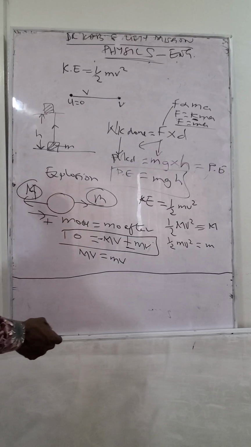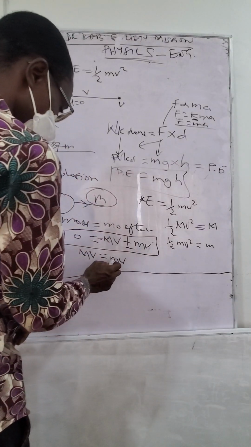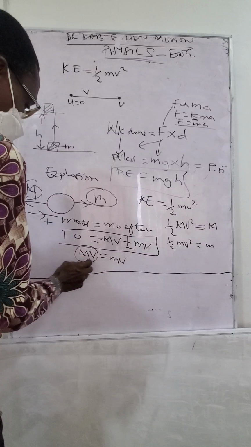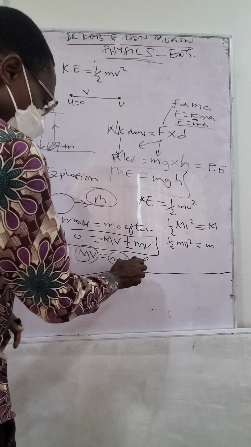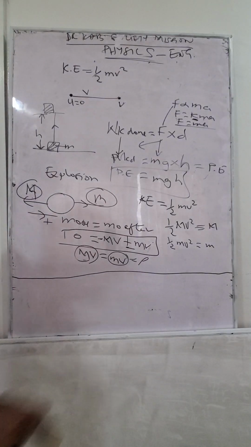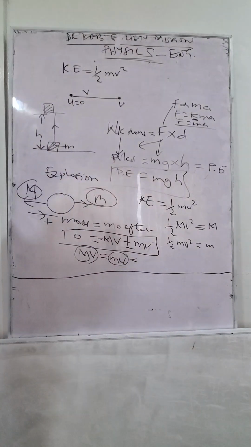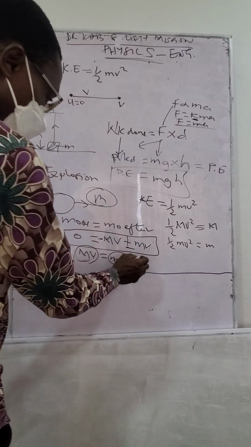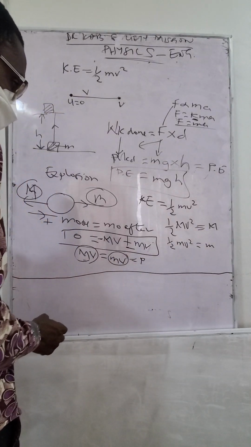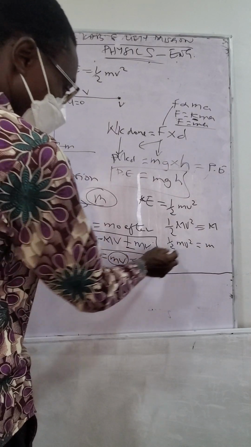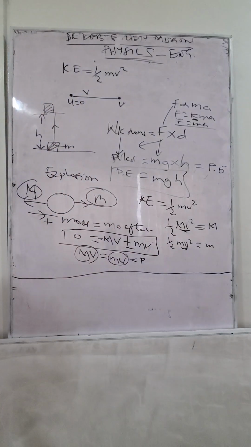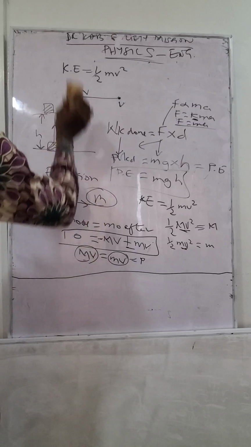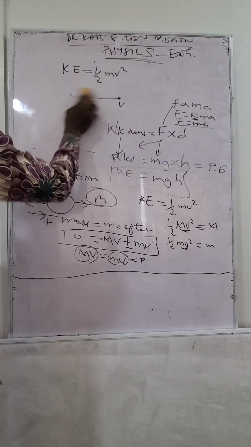Now we know that this momentum is equal to this. Let that momentum be equal to P. This is equal to P. Now, if this is equal to P, we have mv here and we have this here. So we can say that, let me go up so that you see where we are now.